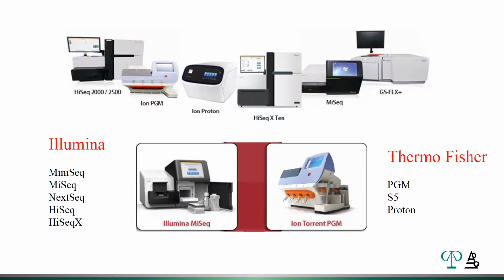In the context of clinical next-generation or massively parallel sequencing, there are really two platforms that you will hear referred to continuously. One of them is the Illumina set of sequencers that include the MiniSeq, the MiSeq, the NextSeq, the HiSeq, and the HiSeq 10. And on the Thermo Fisher side, the PGM, or the Personal Genome Machine, the S5, and the Proton. And these are different chemistries, but they're the two platforms that you will see most often in the clinical setting.